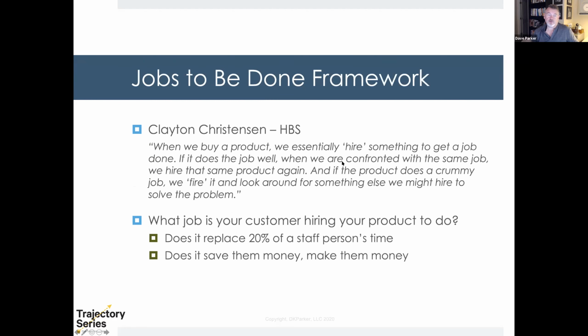Okay, from the jobs to be done framework. So Clayton Christensen was at Harvard Business School. He passed away last year, actually. It was very sad. He wrote The Innovator's Dilemma and The Innovator's Solution.